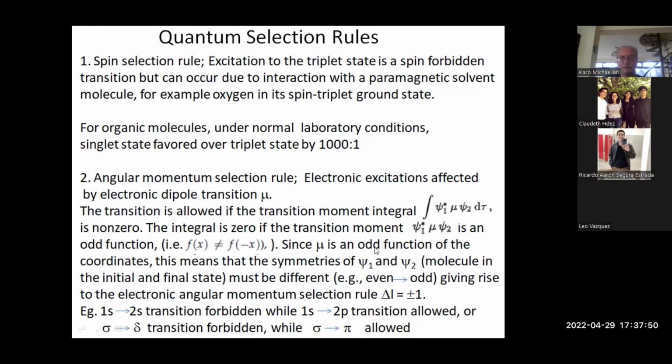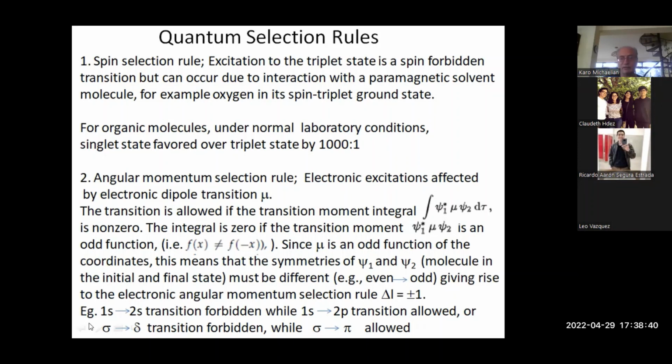Therefore, since mu is an odd function, because it's the dipole transition, it depends only on the distance between the two charges, positive and negative charge, that gives us a dipole, which depends on the separation of the two charges, which depends on x, the coordinate. And so it's an odd function of the coordinates. So in order to have this integrand being symmetric, we need different symmetries for phi 1 and phi 2. That is, for the molecule in initial and final states, they have to have different symmetries. So for example, we can have even going to odd. And that gives rise to this electronic angular momentum selection rule of delta L.